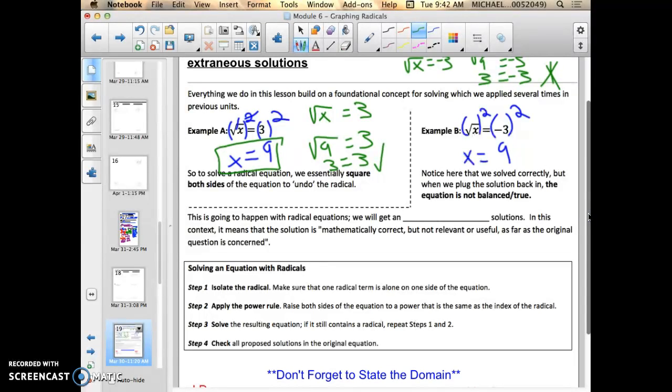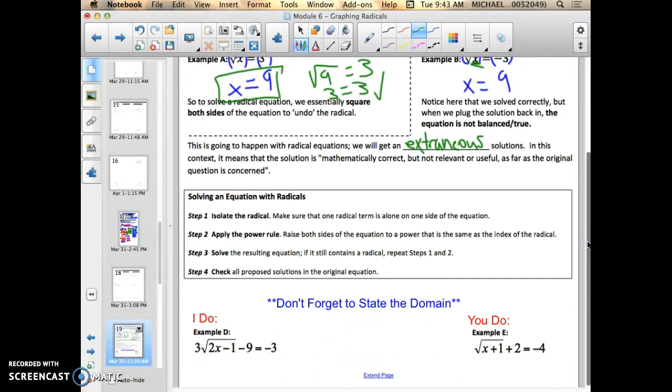We will get extraneous solutions. In this context, it means that the solution is mathematically correct. Again, when I solved this example, I did it mathematically correct, and 9 is correct. But it's not relevant or useful as far as the original question is concerned. I want to know what x has to equal here to solve this, and it does equal 9, but it's not relevant to the original equation. So I have to state that it doesn't work. The x equals 9 doesn't work for this example. So just be aware of that.